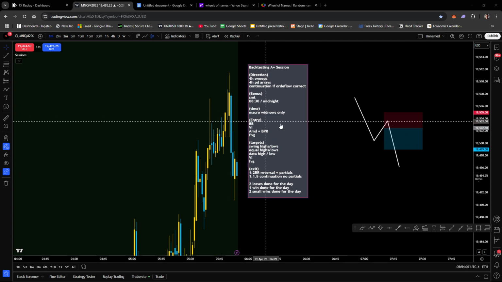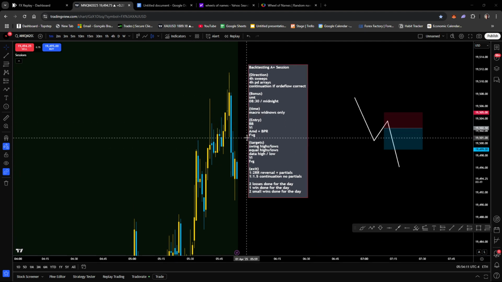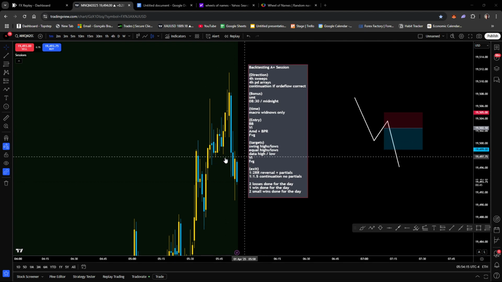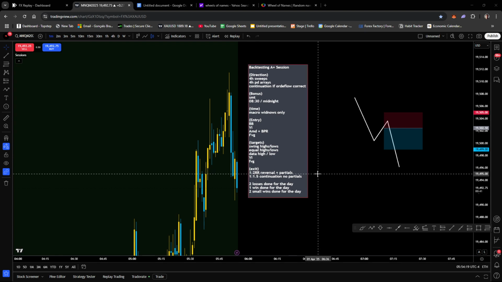Entries: breaker blocks, volume imbalances, AMD plus BPR, fair value gaps and inversion fair value gaps. Targets: swing highs, equal highs, data highs, volume imbalances, and fair value gaps.